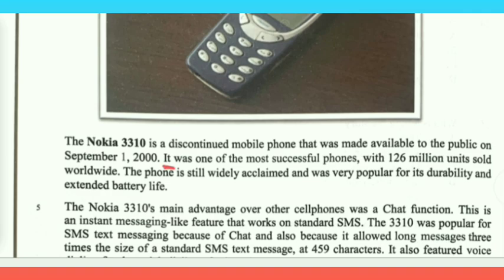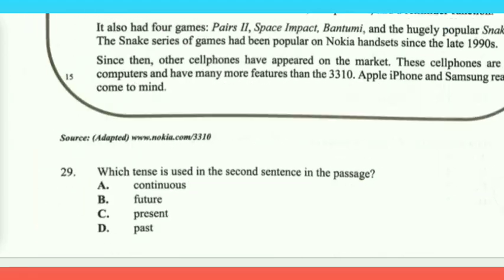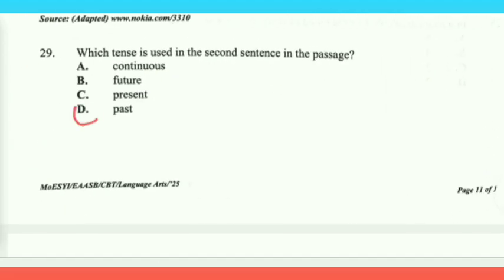So it was. Was is a past. Units sold. So it's in the past tense. So for 29, it's past, which is D.